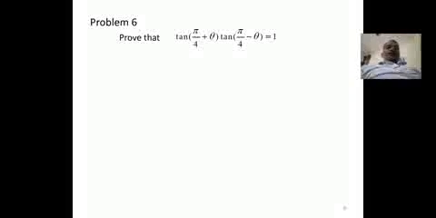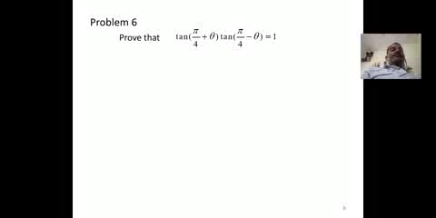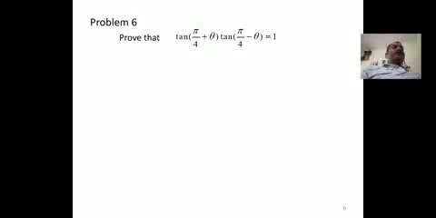Now the problems we have already discussed, just a look at what we have discussed. Tan pi by 4 plus theta into tan pi by 4 minus theta equal to 1. This is in the form of tan of a plus b into tan of a minus b. What's the formula for tan of a plus b? Tan a plus tan b by 1 minus tan a tan b. For the next one, tan of a minus b, it is tan a minus tan b by 1 plus tan a tan b. These are the two principles.